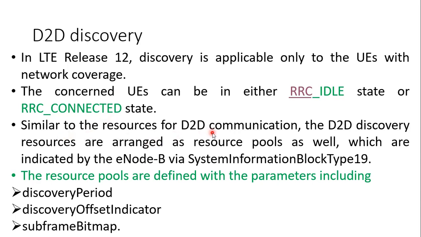Similar to the resources for D2D communication, the D2D discovery resources are arranged as resource pools as well, which are indicated by the eNode B via the system information block. The resource pools are identified with parameters including discovery period, discovery offset indicator, and subframe bitmap.